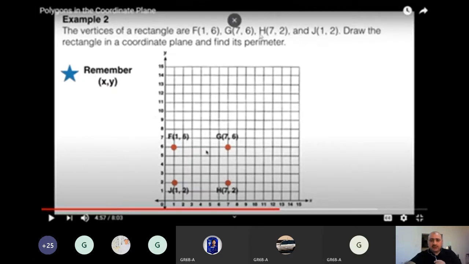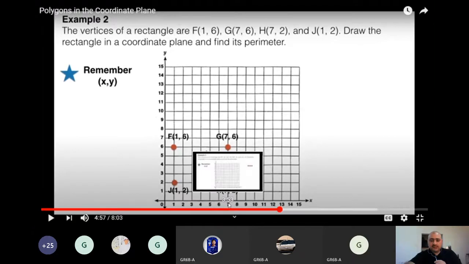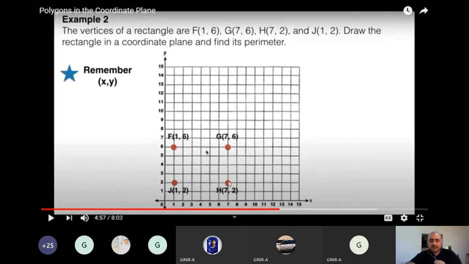The third point, H, 7, 2, 7 in X and 2 in Y. So go to the 7 in X. This is 7. Then go 2 units up. 1, 2. This is the third point, H, 7, 2. The last point, J, 1, 2, 1 in X. This is 1 in X and 2 in Y. So start from 1 in X, then go 2 units up. This is 1.